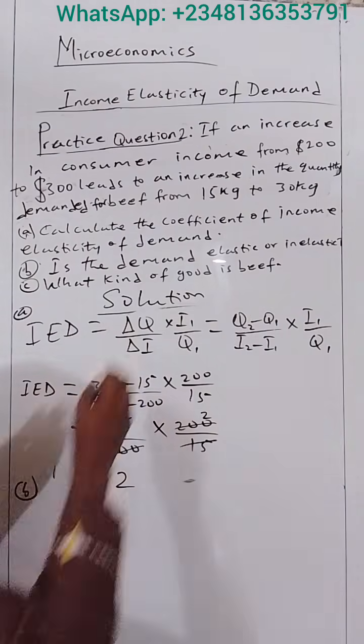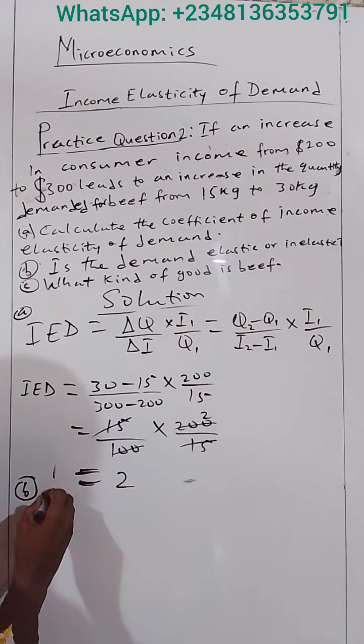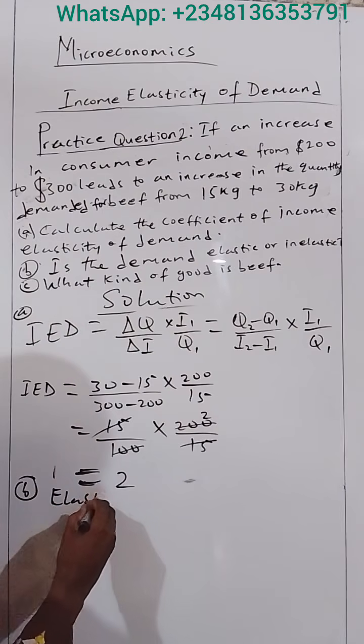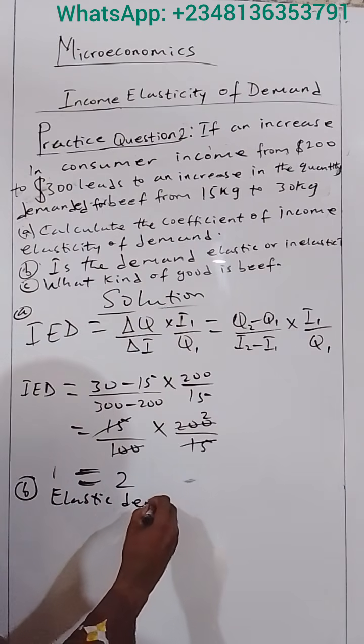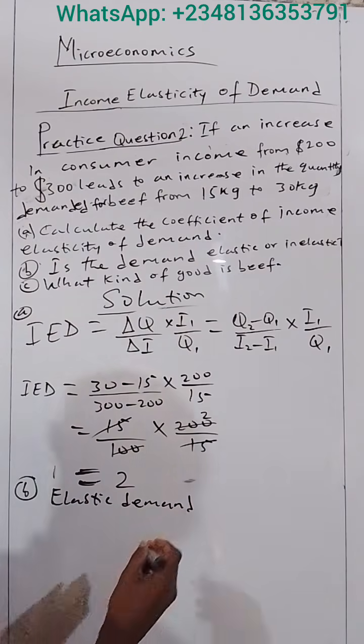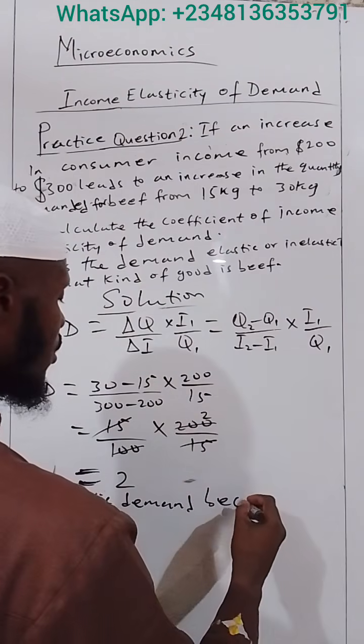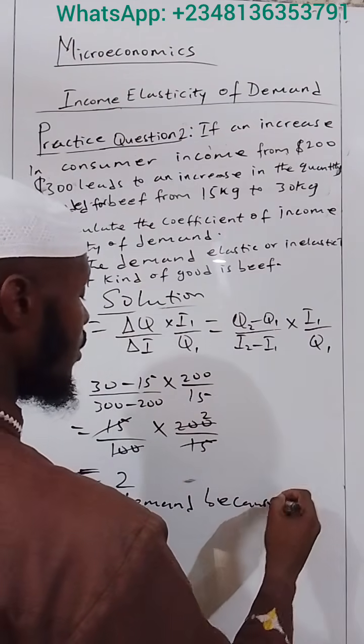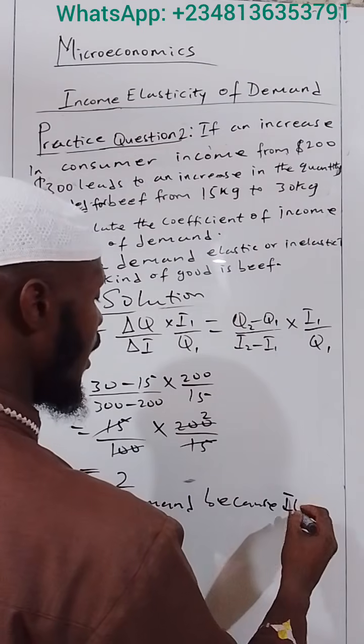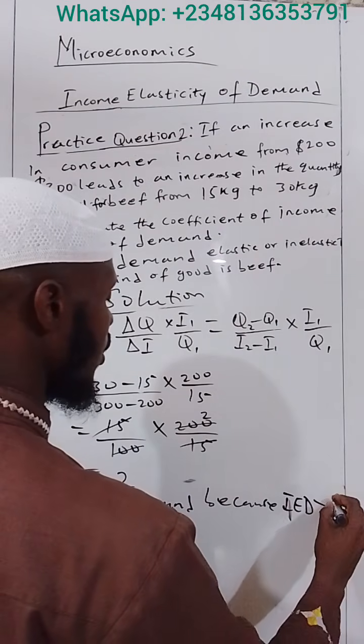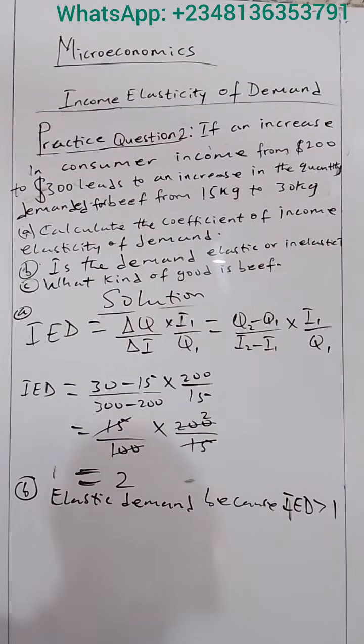B. Is demand elastic or inelastic? We say demand is elastic. Why? Because the coefficient of income elasticity of demand is greater than 1. That is what is elastic.